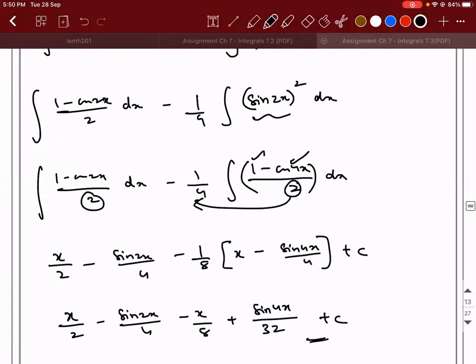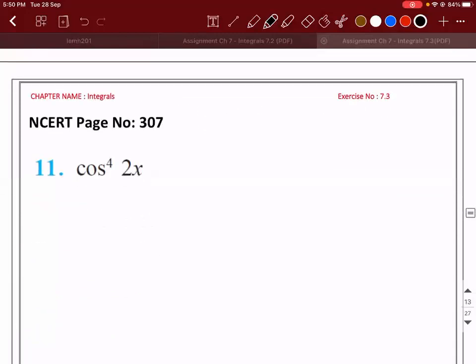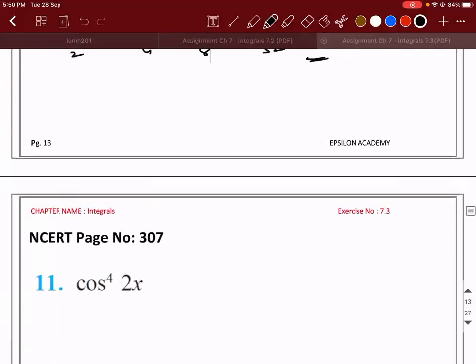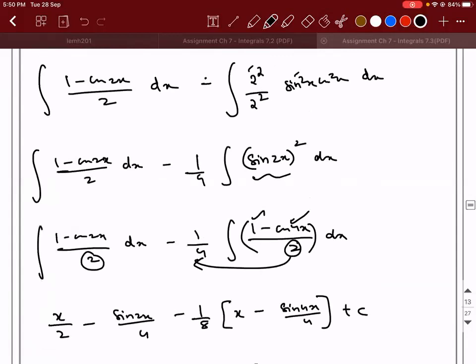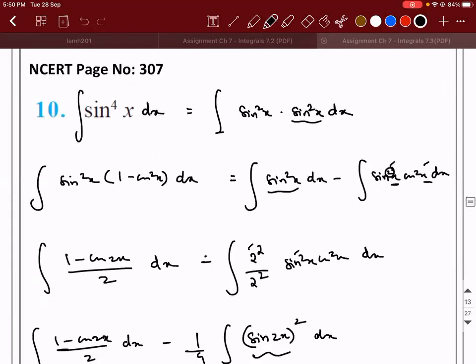So we will stop with this for today. Remaining problems will go to the next class. In the meanwhile, what you can do is revise all the formulae from 11th standard from the chapter trigonometric functions.